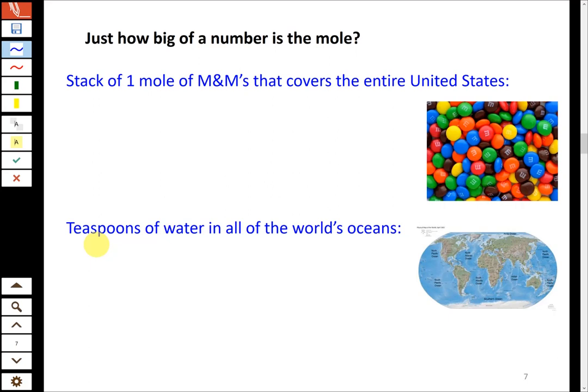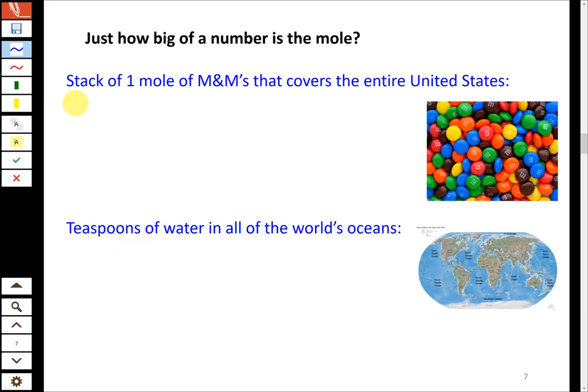A lot. We mean more, yeah? 20 layers. Okay, we have a guess for 20. Anything else? 5. All right, so we got numbers in that range now. If we want to use a whole mole of M&Ms over the entire United States, we're going to need like 5 to 20 layers. Let's see how close you guys are to being right.